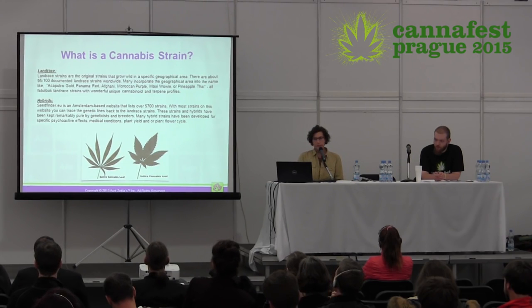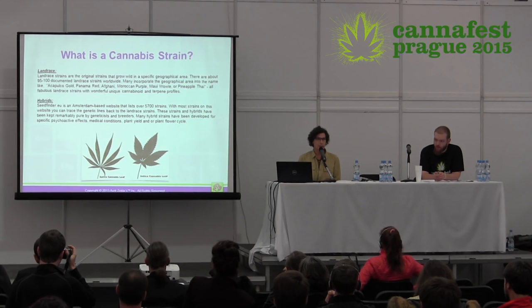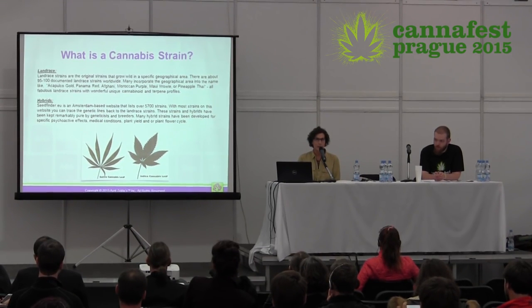So what is a strain? You start out, like I said, with the landrace strains, and these were the original ones that grew out in the wild. You had Acapulco Gold, you had Panama Red, you had Afghani, you have all of these strains that were actually the ones that grew there, God-given, however you believe, the plants were just there in nature.